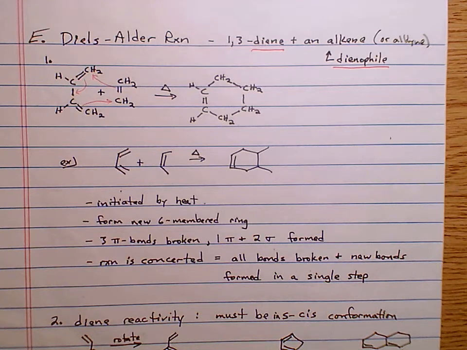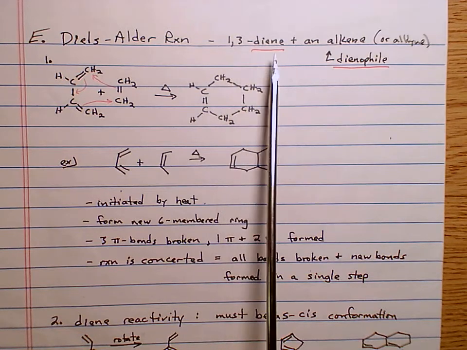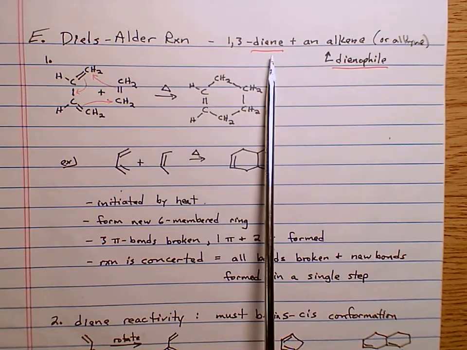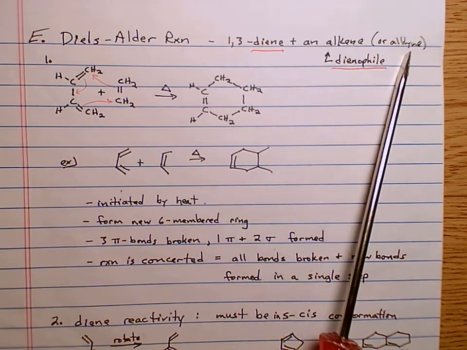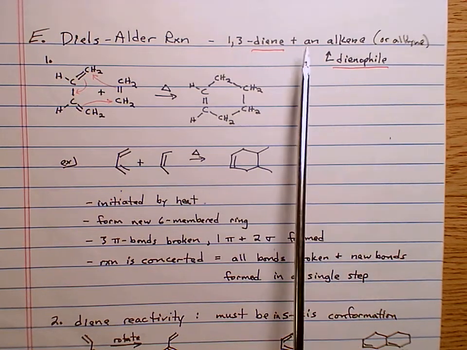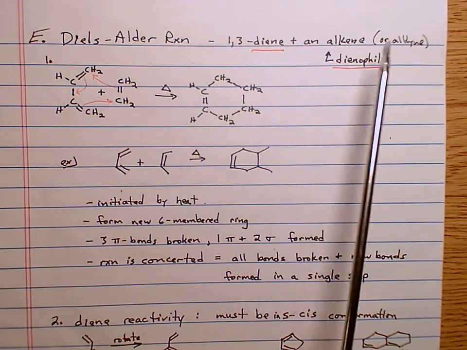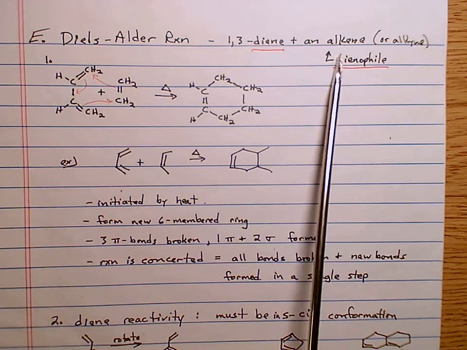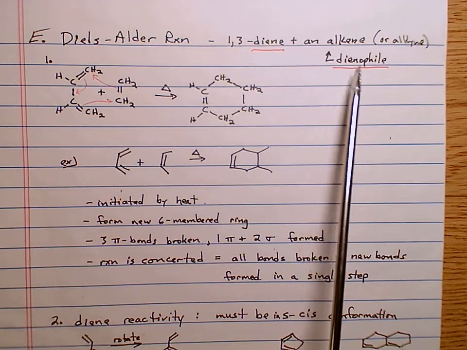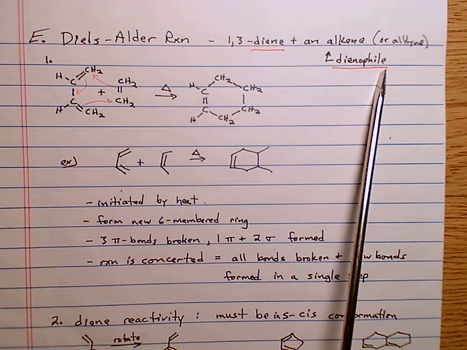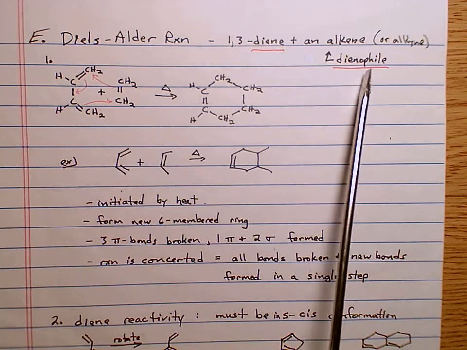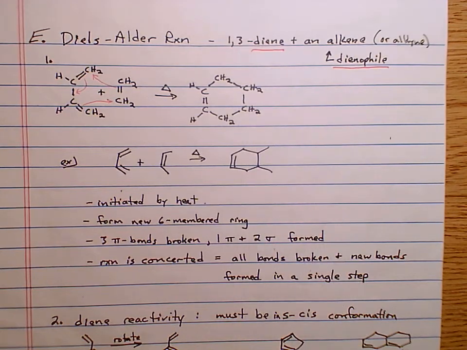All right, the Diels Alder reaction. It's a reaction of a 1,3 diene, a conjugated diene, with an alkene or an alkyne. We call the alkene or alkyne that gets reacted a dienophile. Ophile means it's something that is liked, and so a dienophile is something that likes conjugated dienes. And the reaction looks like this.